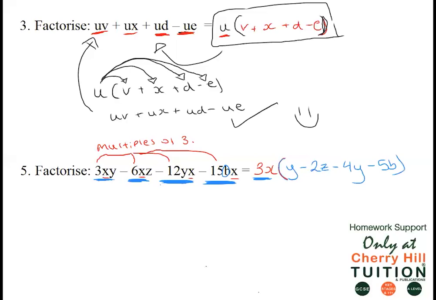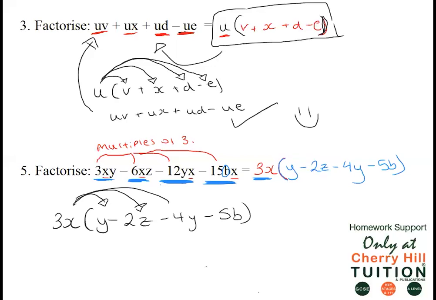Okay? So again, let's double check this to make sure that our answer is correct. So 3x multiplied by y minus 2z minus 4y minus 5b. Okay, so this gives us 3xy, which is 3x multiplied by y.